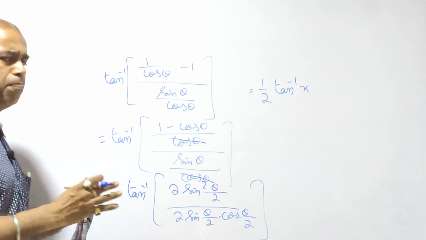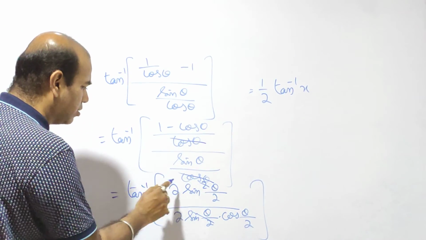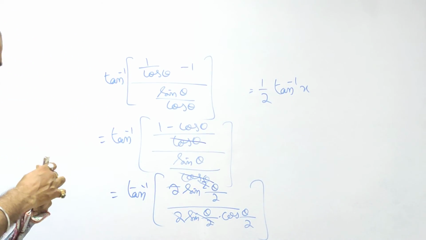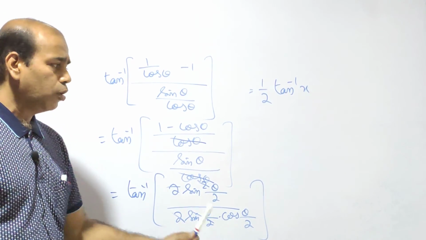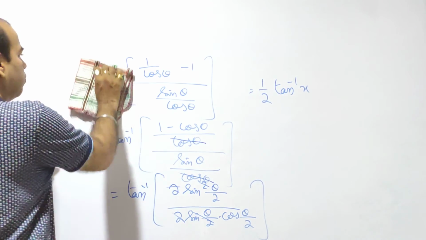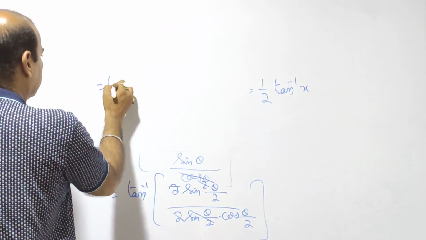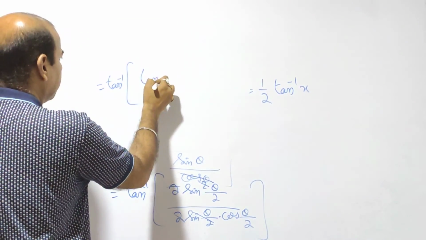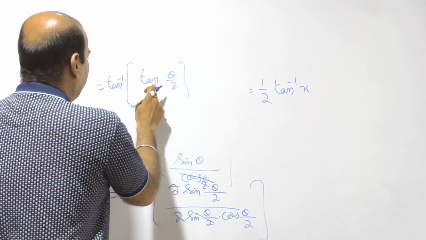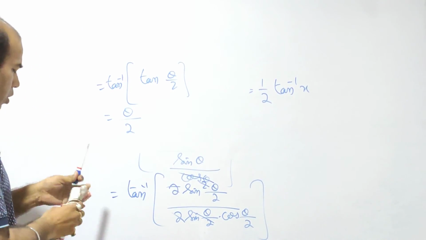Students, this is simple trigonometry of class 11. Sin square and sin theta is cancelled, 2 is cancelled. Ultimately, the result is what? Sin theta by 2 by cos theta by 2, which is tan theta by 2. So, tan inverse tan theta by 2. If I remove this, only theta by 2 is left over.